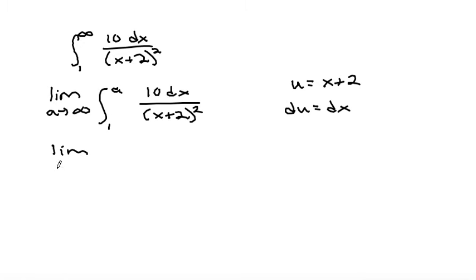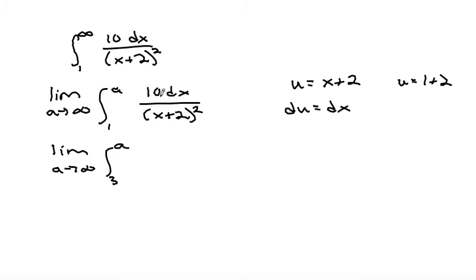This gives us the limit as a approaches infinity of, now when we do a substitution, we need to change our limits of integration. So when x is equal to 1, u is equal to 1 + 2, which is 3. So the bottom will go to 3. The top, we could write as a + 2, but since we're making a go to infinity, we don't really need to do that. We can just leave it as a.